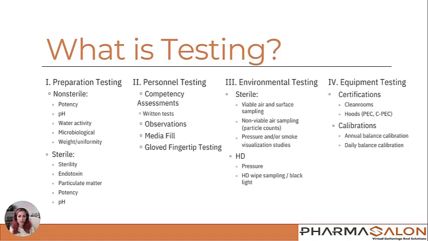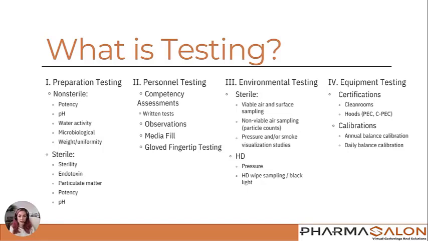Our next section is our personnel testing. You've got your competency assessments. These are generally written tests. Those could be on USP chapters or maybe your SOPs. You've got observations. This is where the technician is visually observed to make sure they are performing the process correctly. You've got media fills and glove fingertip testing if you perform sterile compounding.